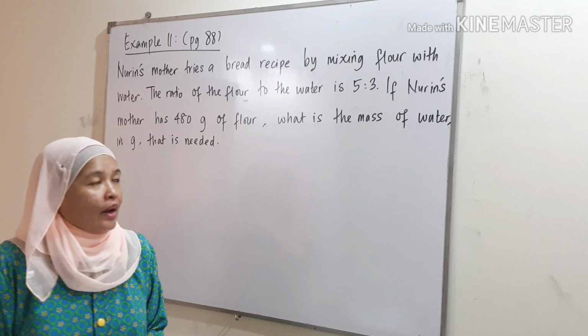So use calculator. 3 multiplied by 480 divided by 5, 288 gram. So this is the answer. Flour to water, the value of flour is always bigger than the value of water. So 480 gram flour, 288 gram water.